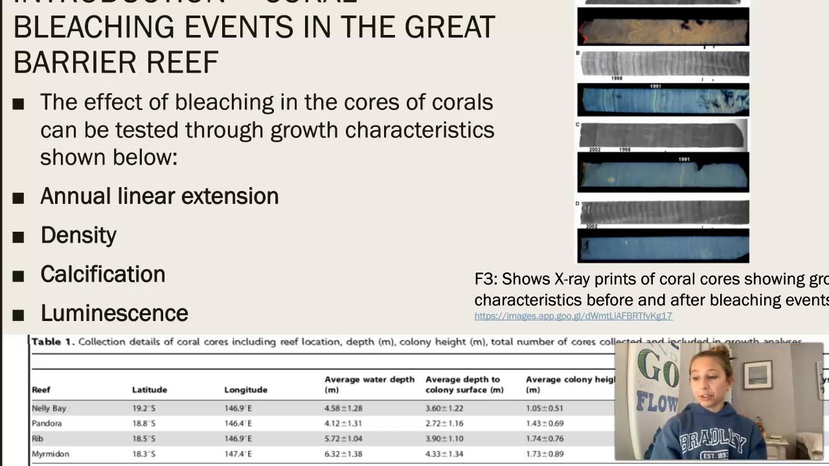Figure 3 to the right shows X-ray prints of coral cores showing growing characteristics before and after bleaching events. Table 1 below shows the collection details of coral cores including reef location, depth in meters, colony height in meters, total number of cores collected, and included in growth analysis. These are the four sites that were mentioned throughout the study.